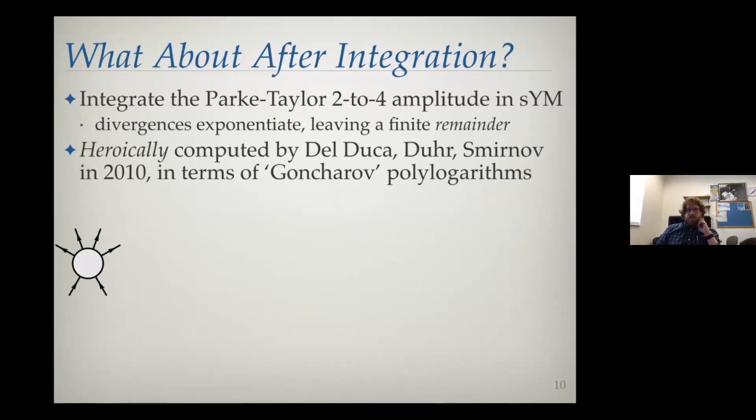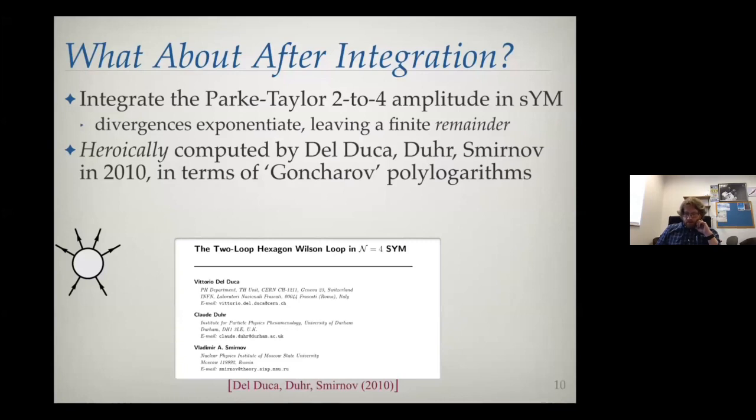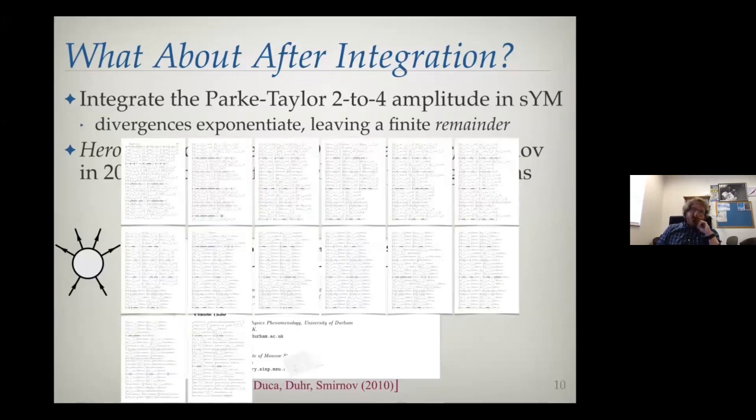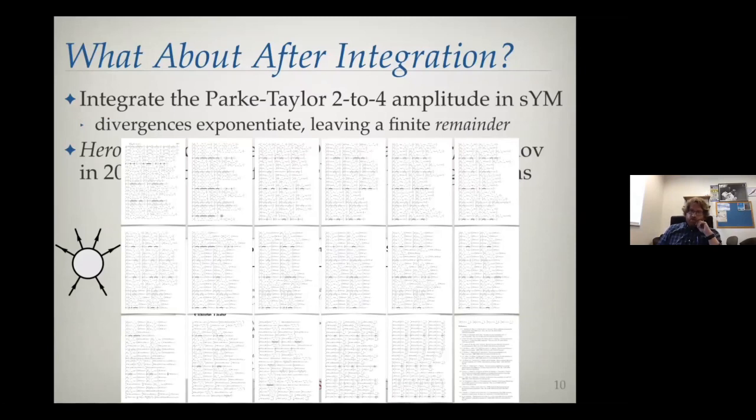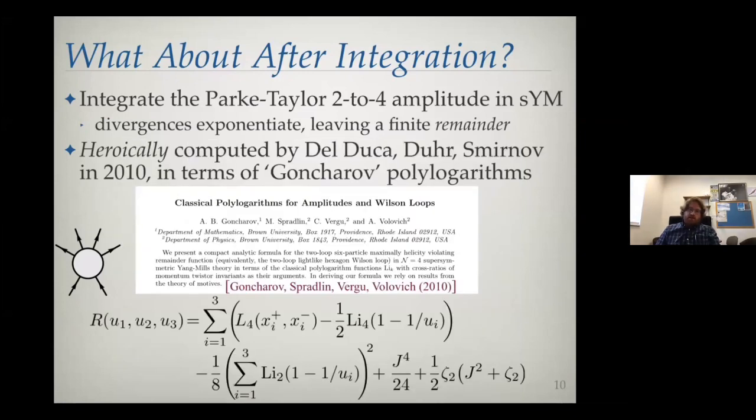And they expressed their answer in terms of 18 pages of Goncharov polylogarithms, which by now you should all be very familiar with. And as you know from Andrew's talk, and as you should just know as members of the community, and following this talk today, you should not be surprised that within 6 months of this paper's publication, Christian Vergu, together with Mark Spradlin, Anastasia Volovich, and Goncharov himself, were able to find that that whole 18-page expression compressed down to a single line.